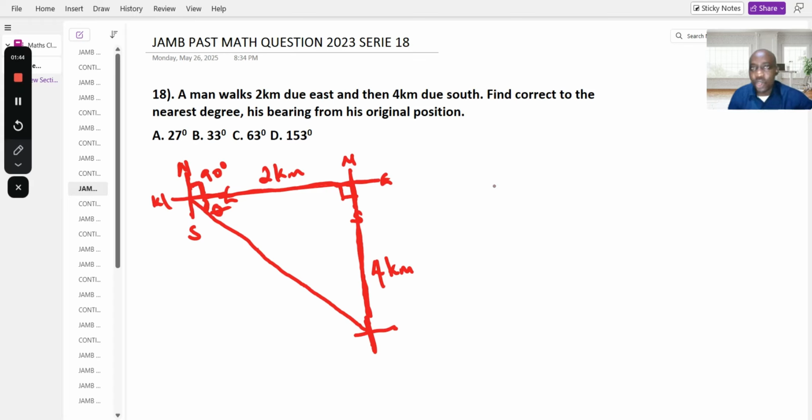There's something we call SOHCAHTOA. SOHCAHTOA is the one that we use to discover whether it is tan, cosine or sine rule you will use. SOHCAHTOA.